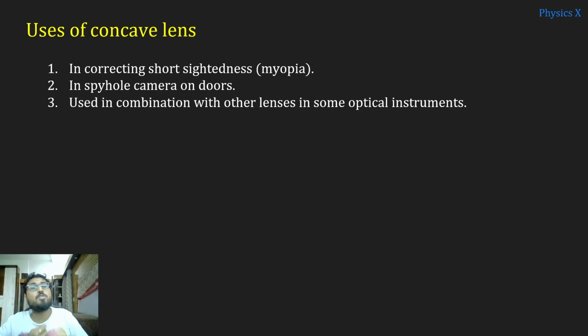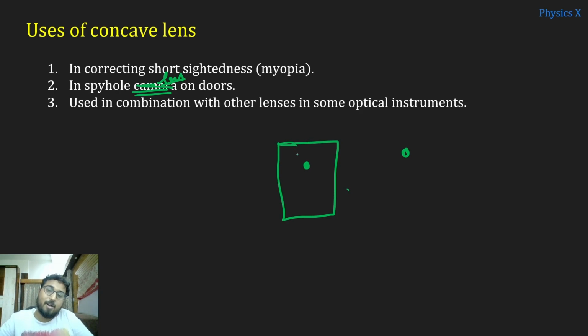One more application of concave lens is that it is used in spy hole cameras on doors. That is the small spy hole lens. So what is this spy hole lens? In the doors, suppose this is your door, and sometimes in a door there is an eyepiece here where a lens is placed, so you can see from inside who is outside, who has come to meet you outside of your house. You can use this lens to see the person who is standing outside.